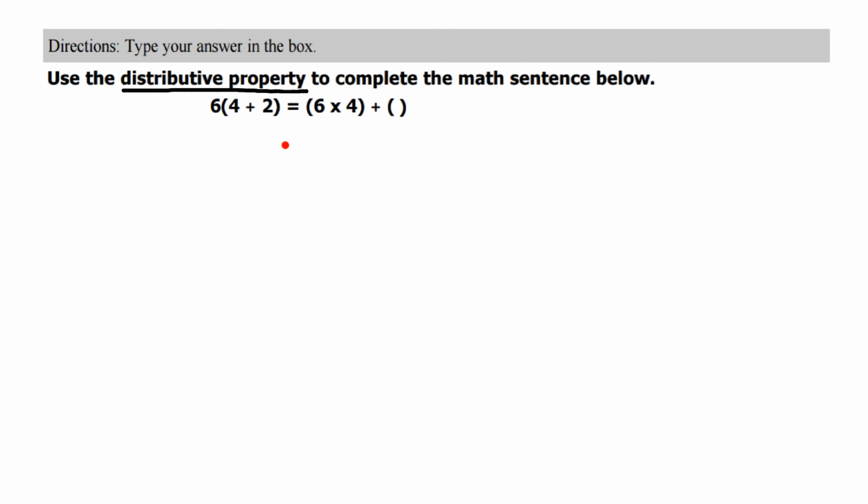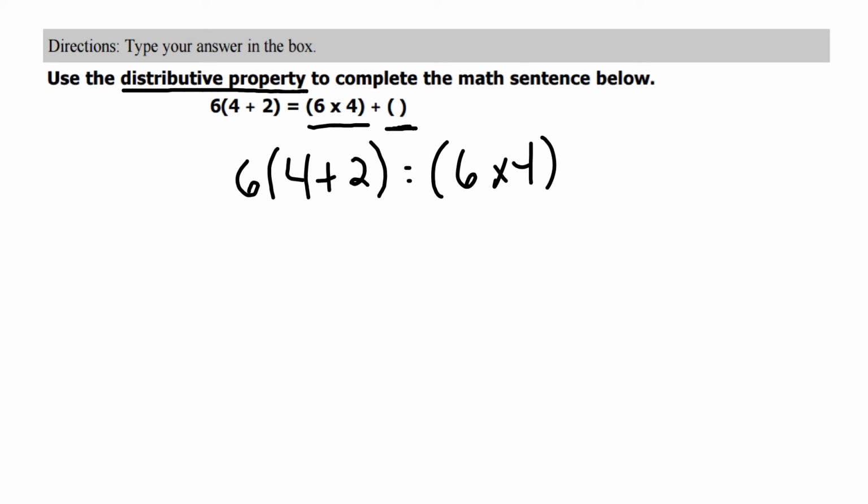So let's see here. Oh, they already have the first one done for me, so I just need to fill in what goes in this parentheses. So we said 6 times 4 plus 2 is equal to, and they already have 6 times 4 plus, now what needs to go in this set of parentheses? Well, let's look. We know that 6 is being distributed to the 4 here, but the 6 also needs to be distributed to this 2.